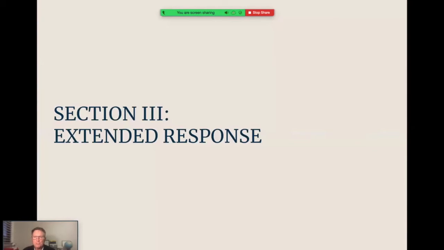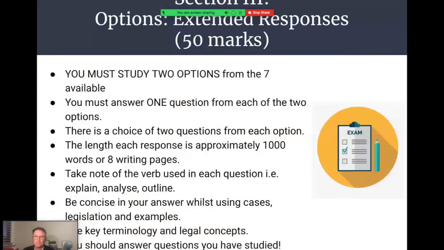If we move on to section 3, the extended response. In section 3, in the optional topics, we need to answer 2 essay questions, 1 essay question out of a choice of 2 from each of the topics. There's 7 options available. Your school will be studying 2 of them. You must answer 1 question from each of the 2 options. There's a choice of 2 questions from each option.